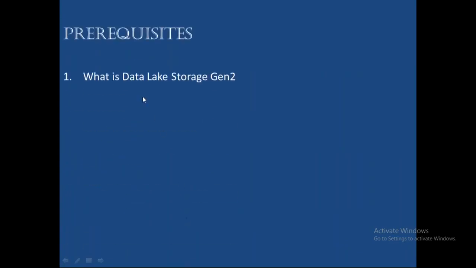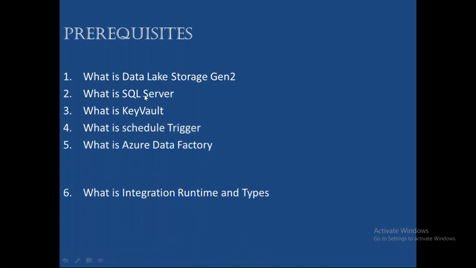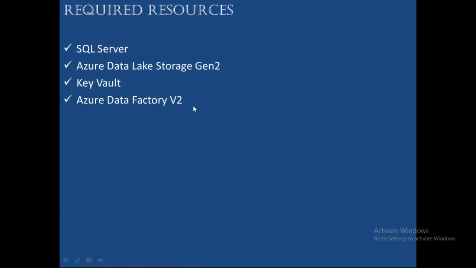Prerequisite, we should know what ADLS Gen 2 is. We already know SQL Server, exactly like our Azure SQL Database, but it is on-premise. What is Key Vault? We know already. Schedule trigger, we know. Azure Data Factory, integration runtime and types, linked services, datasets, the activities, finally pipeline. So all these things we know. Today I am going to use the schedule trigger once again to run my pipeline on a schedule. Let's see the required resources. I need a SQL Server, Azure Data Lake Storage Gen 2, Key Vault, and Azure Data Factory V2. Let's quickly create all these things, friends.